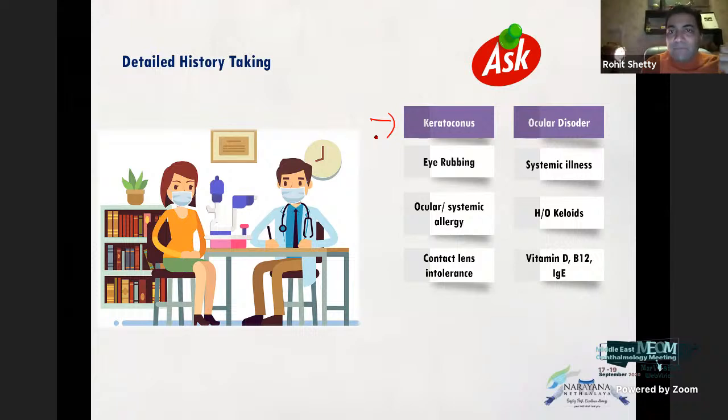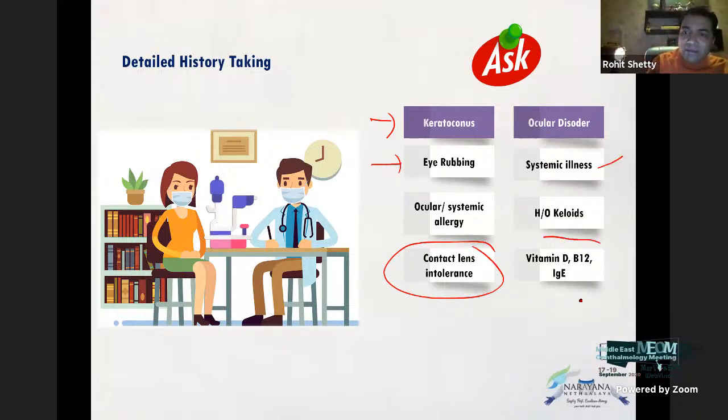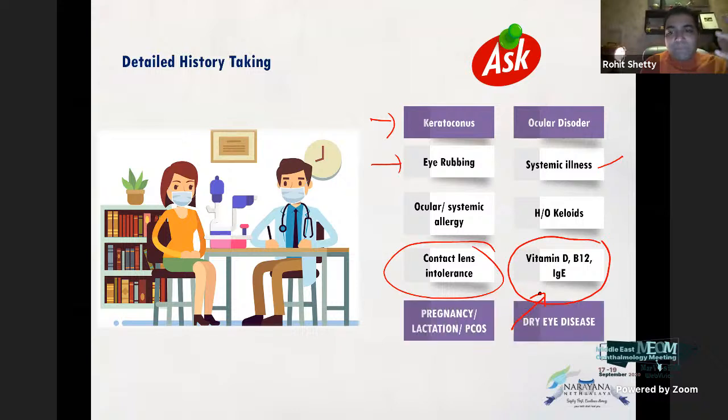It is very important. Eye rubbing. There are people who are used to eye rubbing. People who have systemic allergy. Contact lens intolerance is very important. I'll come to why it is important. History of keloids, systemic disease, and this is something which we normally don't ask. We are getting more indoors. One of the major factors I've seen in a lot of my patients today is that because of COVID, a lot of people are indoors, they're not exposed to sunlight, and there is a lot of vitamin D deficiency and a lot of changes in their diet pattern also.